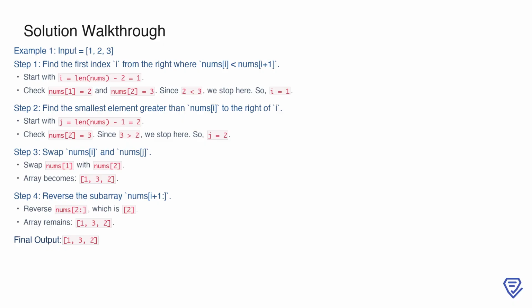The third step involves swapping nums[i] and nums[j]. Swapping nums[1] with nums[2] updates the array to 1, 3, 2.